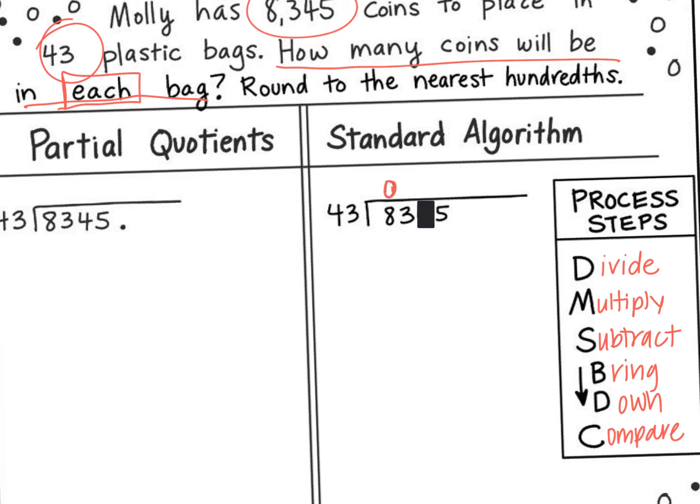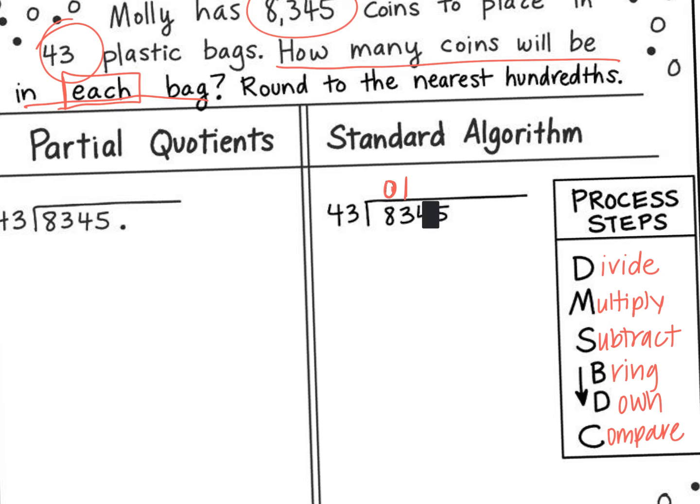Okay, I scoot that over and now I'm looking at 83. Can 43 go into 83? Yes. How many? One time. How do you know, Abe? Because 3 plus 3 is 6, and 86 is 3.